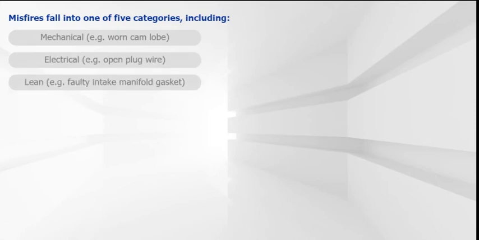Misfires fall into one of 5 categories, including mechanical, electrical, lean, rich, and density.